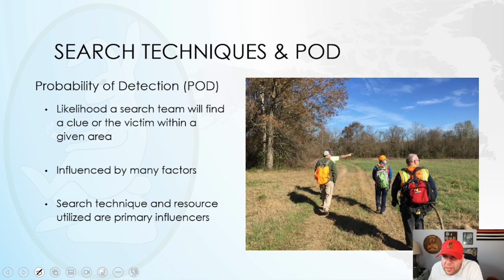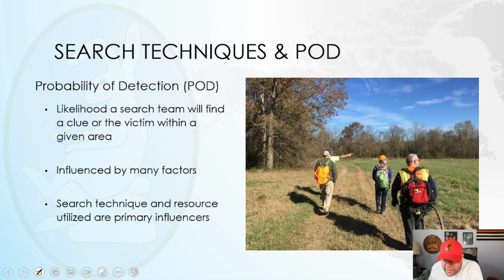active searching. And whenever you look at it, there are 4 different types of active search techniques that we can utilize, and each one may have some varying resources that can contribute to that particular technique, and they can also produce varying levels of probability of detection, which we talked about before. Probability of detection being the likelihood of a search team finding a clue or the victim in a certain area.